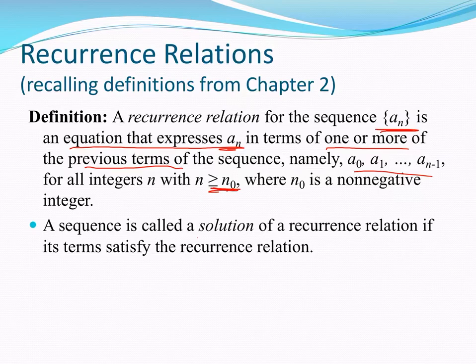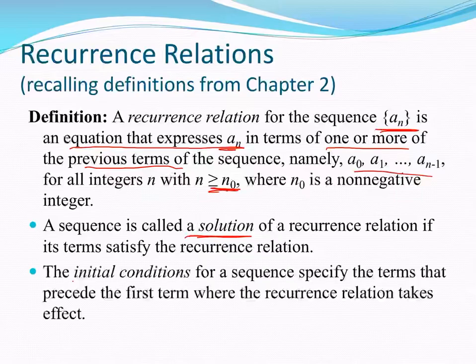If we have such a sequence that has that type of relationship, we call that sequence a solution of the recurrence relation. And then those terms in the sequence that can't be defined by the recurrence relation would need to be established as initial conditions to fix the sequence's value.